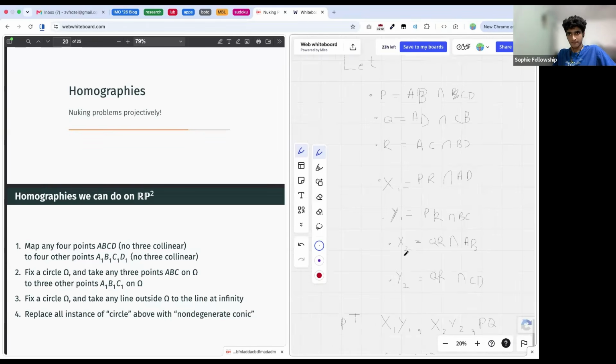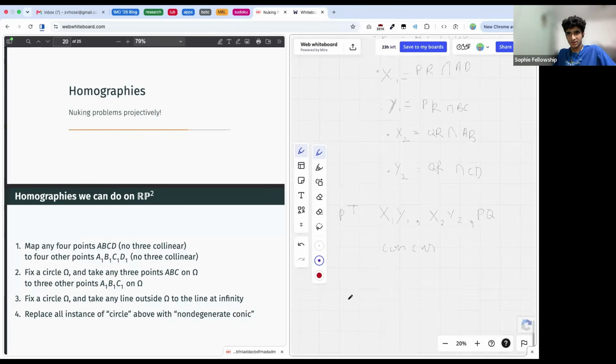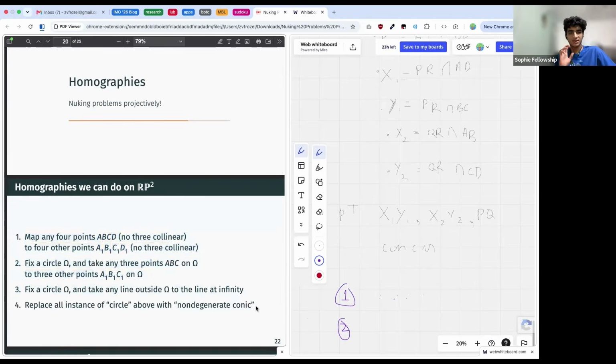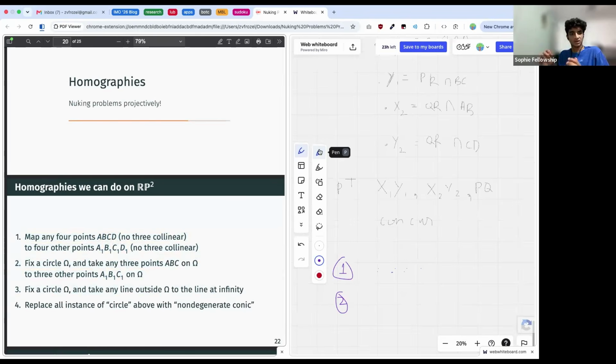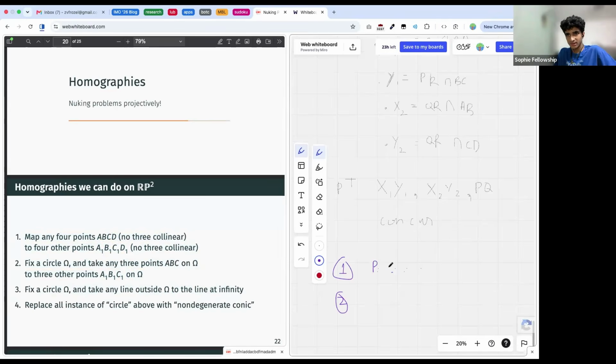here's the idea of homographies. Step one: you have a random problem. Step two: we're going to use one of these three homographies, and we're going to apply that homography to everything in the problem statement at once. So you have this problem, and you just apply a projective transformation to the problem. So we're just going to homography the problem.